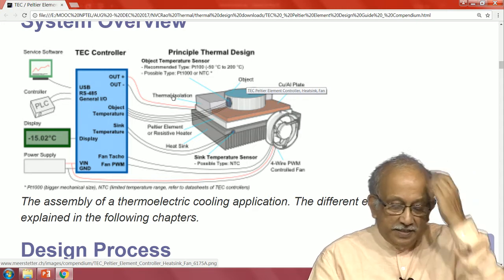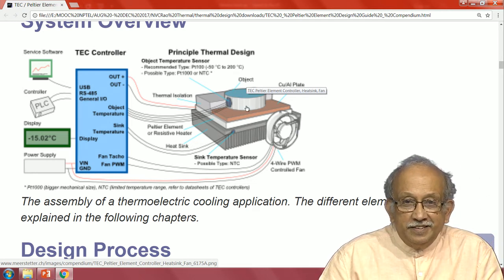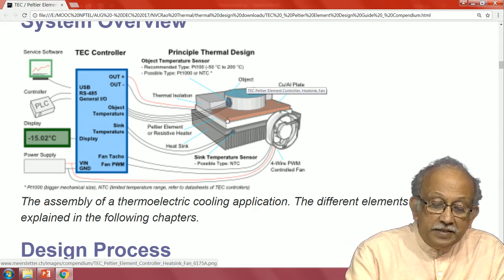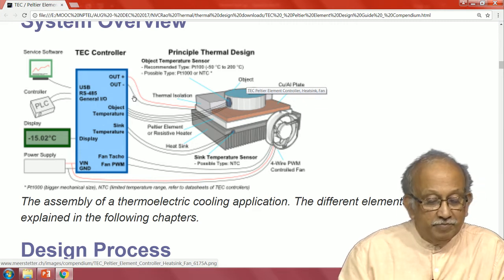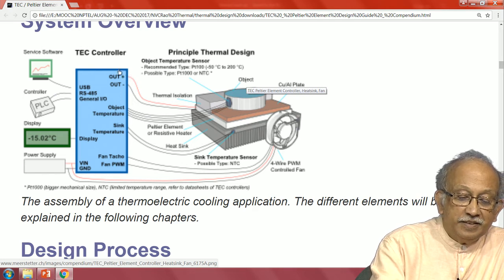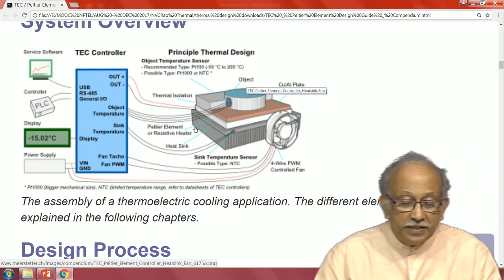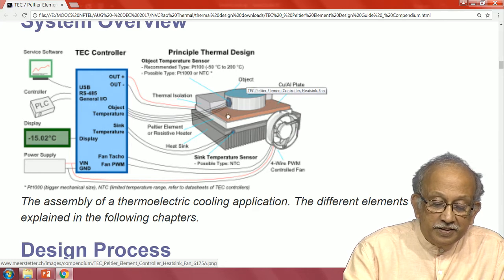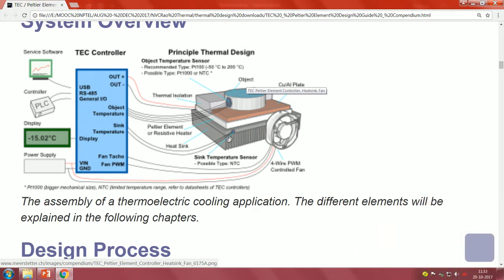This thermal isolation is very, very critical to make sure that there is no short circuiting from both the sides. You see this red and black, so I expect that I will put it as out high and out minus through colored wires. You have a plate here, and then we have the monitoring, something which monitors the sink temperature.